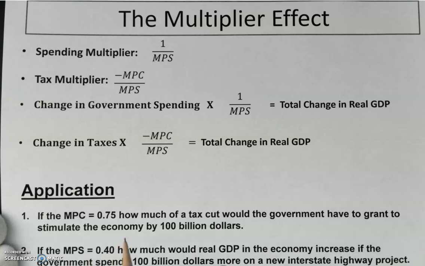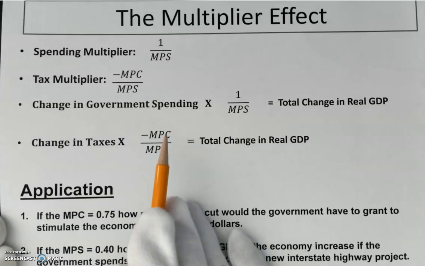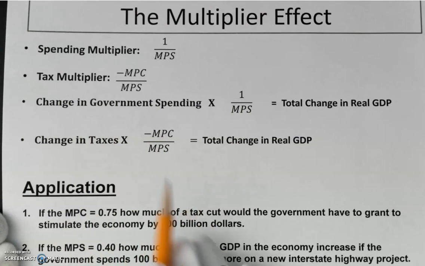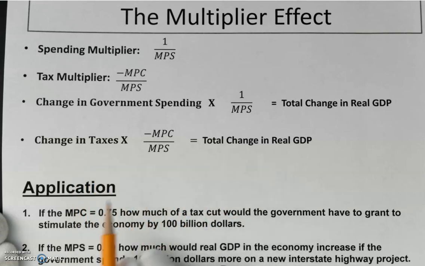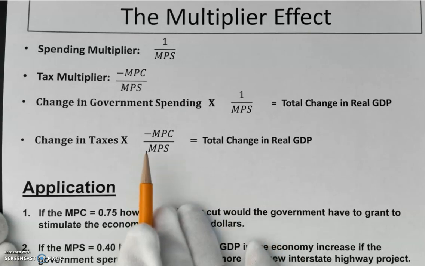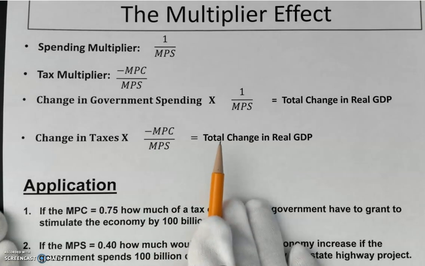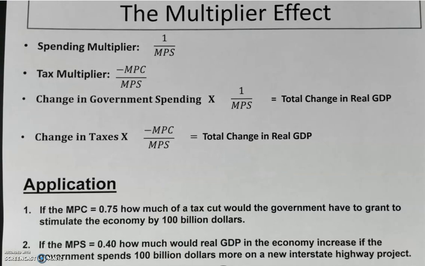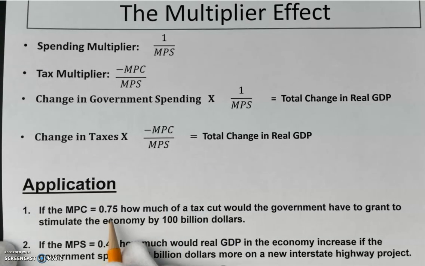So for step 1, which of these formulas is going to be most appropriate? And the answer is the tax formula, because it says here how much of a tax cut would the government have to grant. So that leads us to this formula right here. Step 2, now that we know the formula, let's plug in what we know. Well, we know that the marginal propensity to consume is 0.75, and we know that the government wants to stimulate the economy by 100 billion.